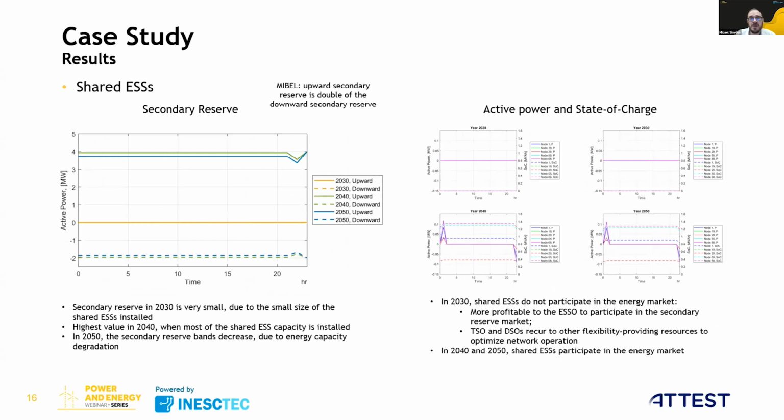Here are some results obtained for the shared energy storage systems. As it's possible to see, in 2020 and 2030, it's really not profitable. Well, we have almost no installed capacity in shared energy storage systems. The secondary reserve that the ESSO can provide is higher in 2040 than in 2050, because in 2050 the batteries already show some degradation.